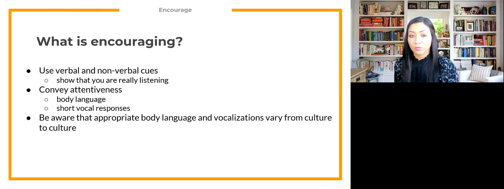Just be aware that appropriate vocalizations and body language vary from culture to culture. For example, maintaining eye contact could be a sign of respect in one culture, but a sign of disrespect in another.